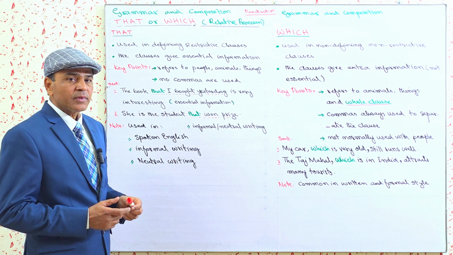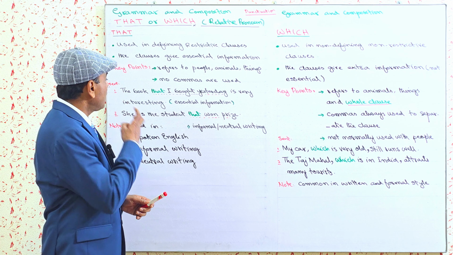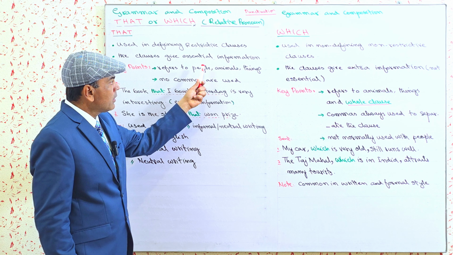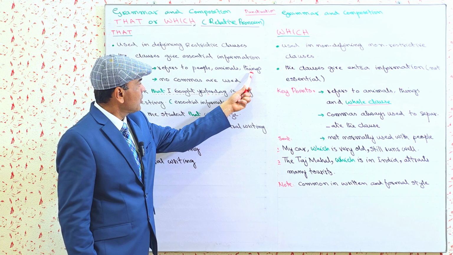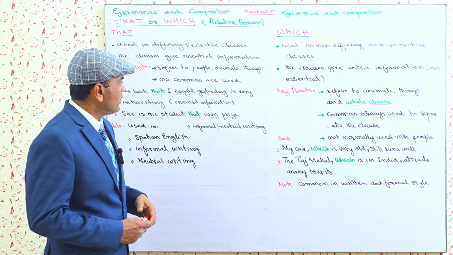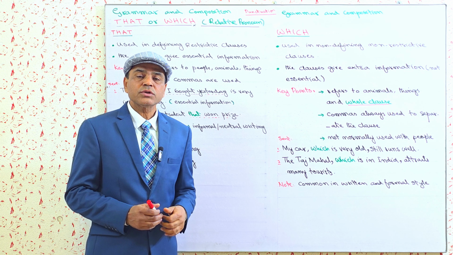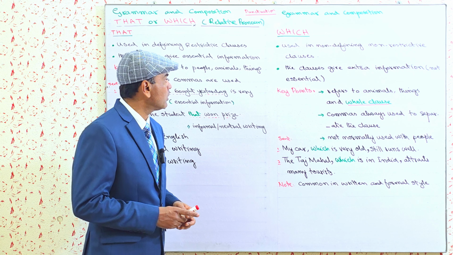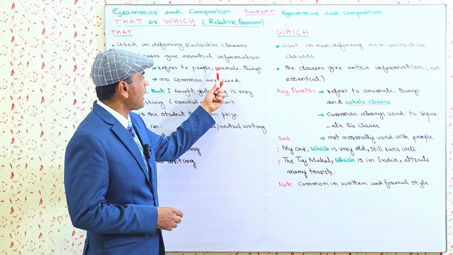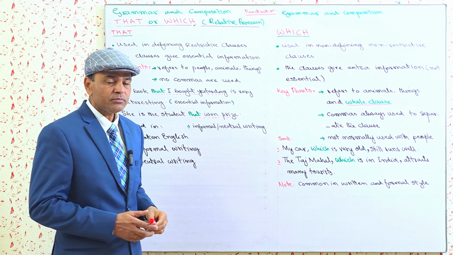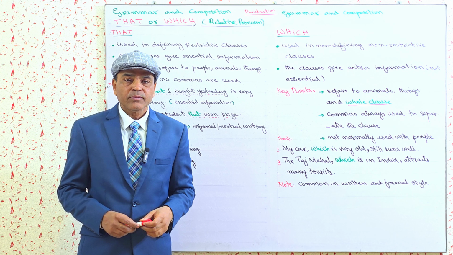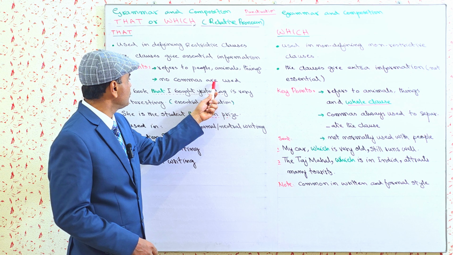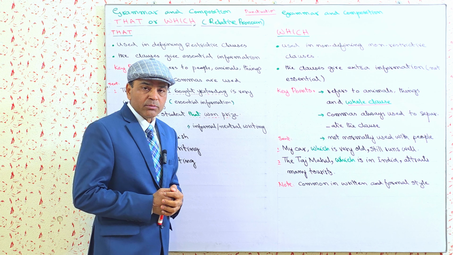The key points that need to be noted here are that the word that refers to people, animal, and things. The function of the pronoun is to substitute a noun, and the word that as a pronoun is used in place of people, animal, and things. The second point that is also important to note is that no commas are used when we compose.